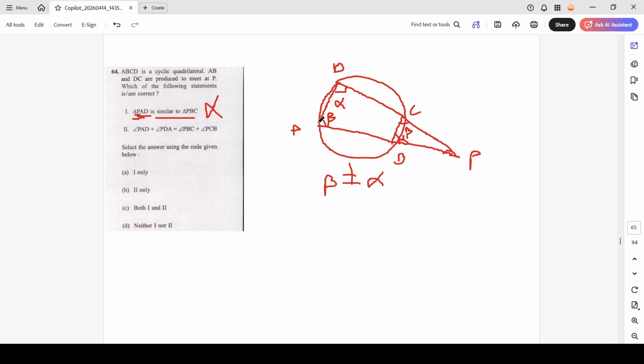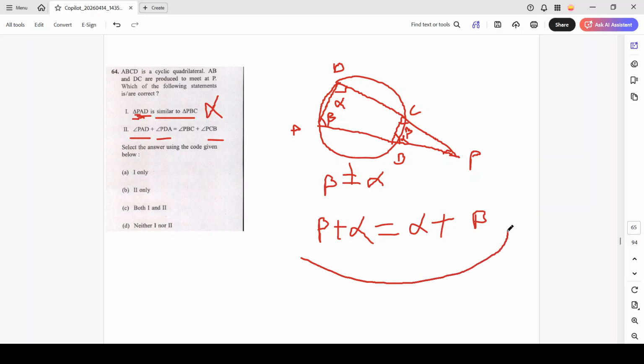Now we see the next statement. What is PAD? PAD means beta. PDA means alpha, and this is equal to PBC. What is PBC? Alpha plus PCB, which is beta. And we know the commutative property: beta plus alpha is equal to alpha plus beta, so the sums of both are equal. That means we have B as our only answer.